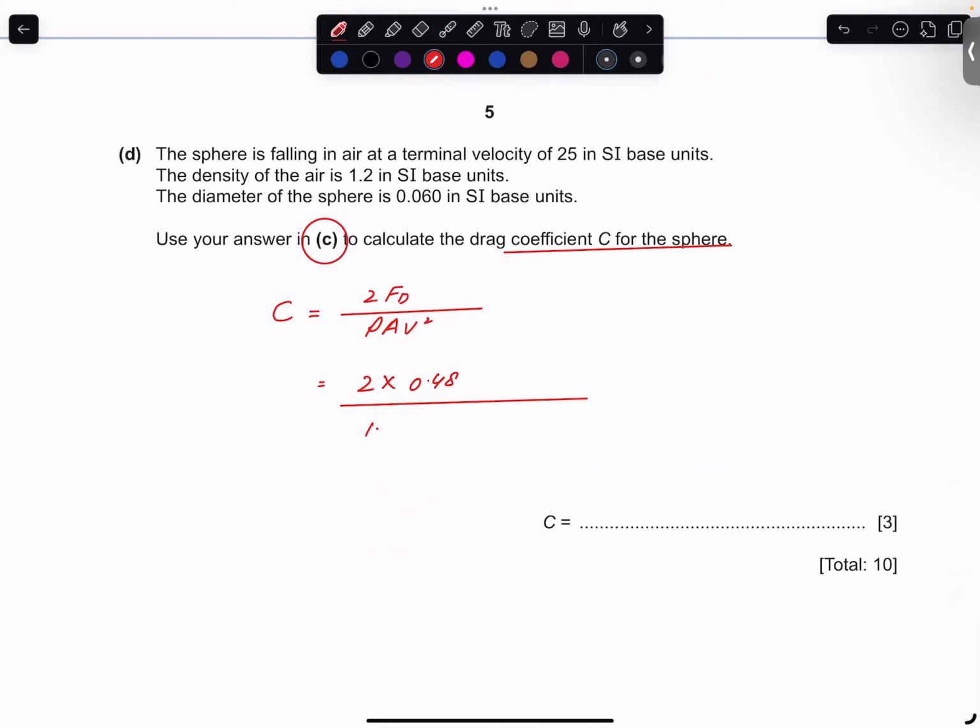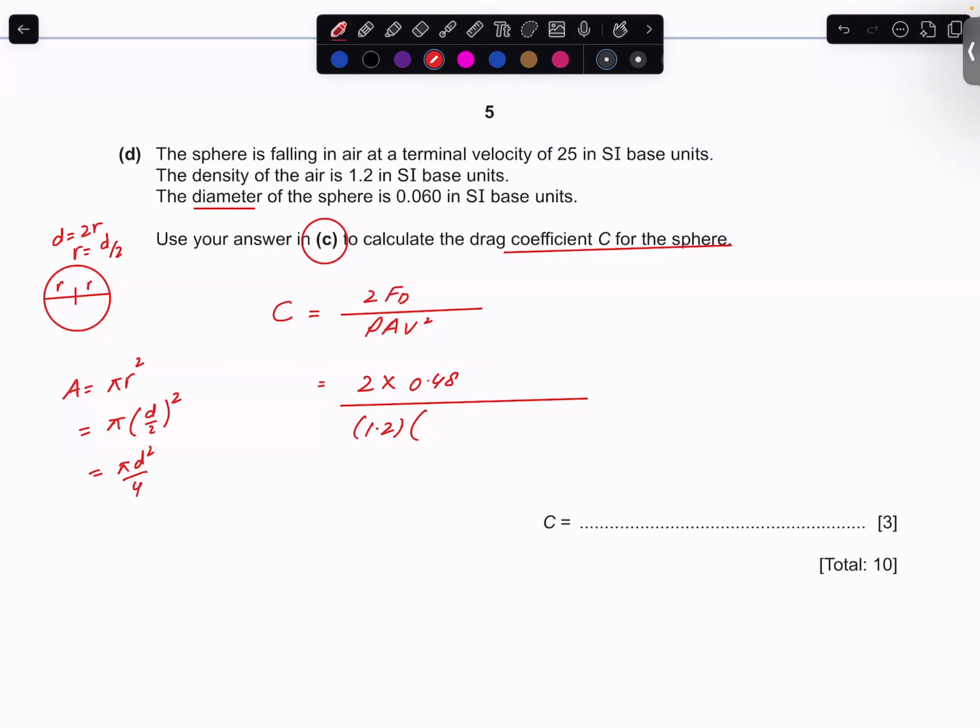Density is given in the question, 1.2, and then the area. Okay, we need an area, but the diameter is given. So you know well that area is equal to pi r square. If this is the circle, then this is the diameter. So half of the diameter is r. So d will be equal to 2r, and r can be written as d by 2. So I will write the area in terms of diameter: pi as it is, r equal to d by 2 and then squared, so pi d square by 4. This is the value of area.